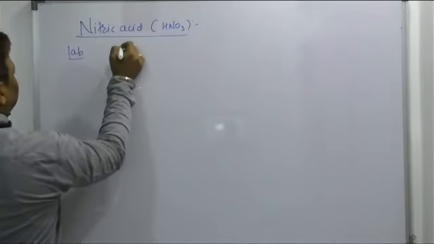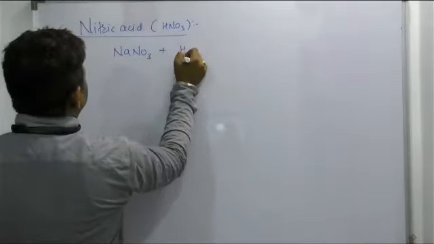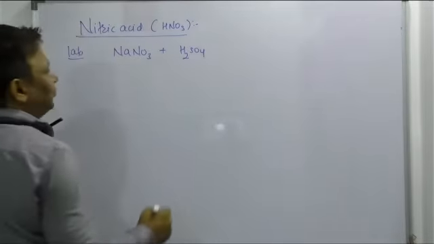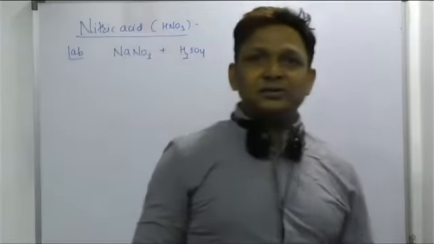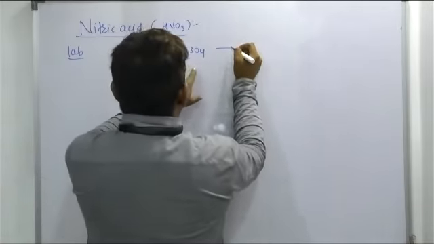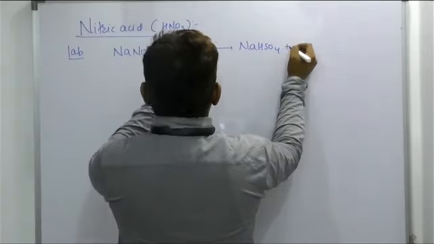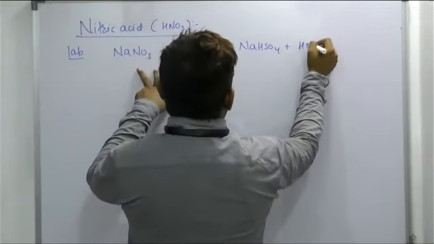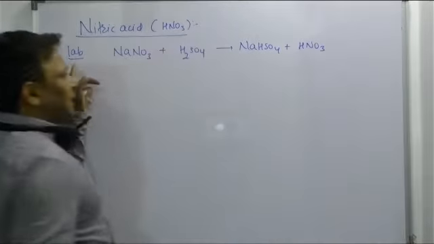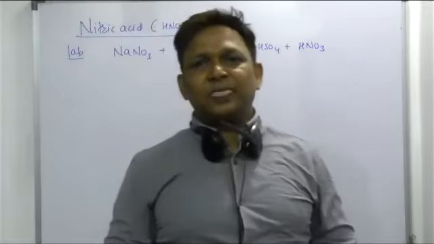What is that? Let NaNO3 or KNO3, when it is heated with sulfuric acid, H2SO4, what can it form? It has a tendency to form the bisulfate, means I will get NaHSO4, but one H and NO3 will form the nitric acid. It is a lab method to prepare the nitric acid. HNO3 we got here, right?